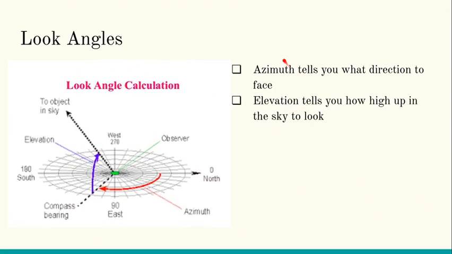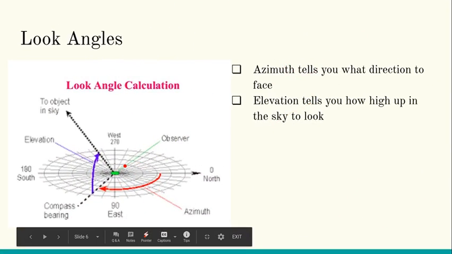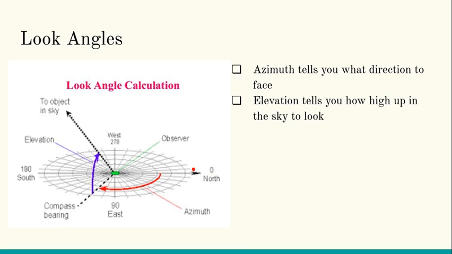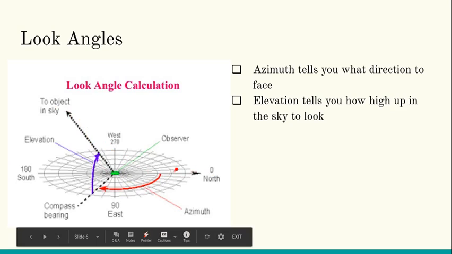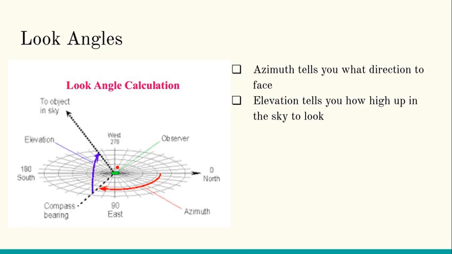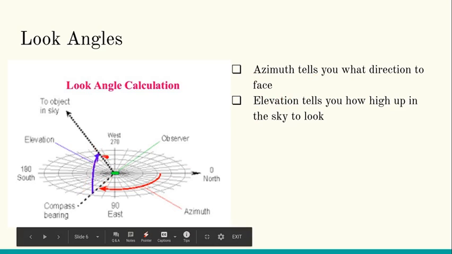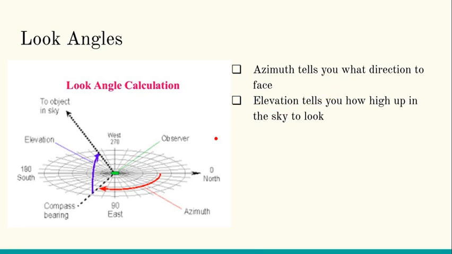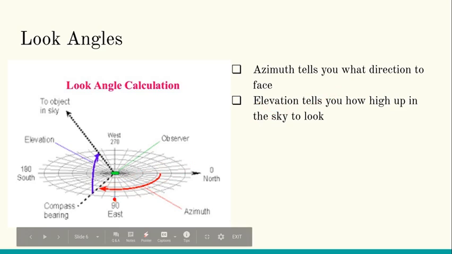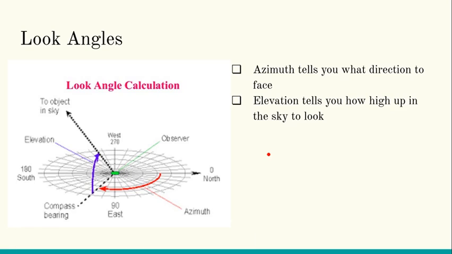Basically azimuth is this angle. Suppose imagine that you are heading, you are facing the north and the satellite is in this direction. By how much you have to rotate denotes the azimuth angle, and by how much you have to look upward in the sky is the elevation angle. So elevation will tell you how high up in the sky you have to look. This is the set of azimuth and elevation angle. These are called look angles.